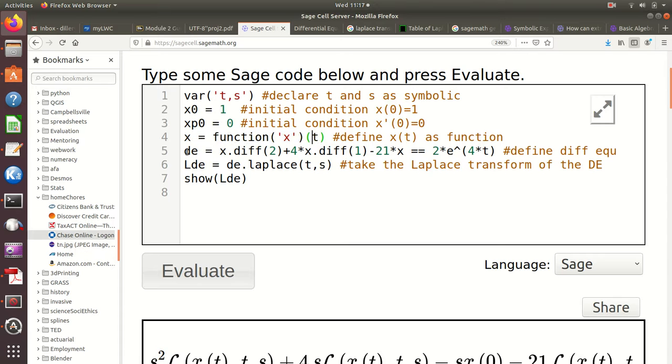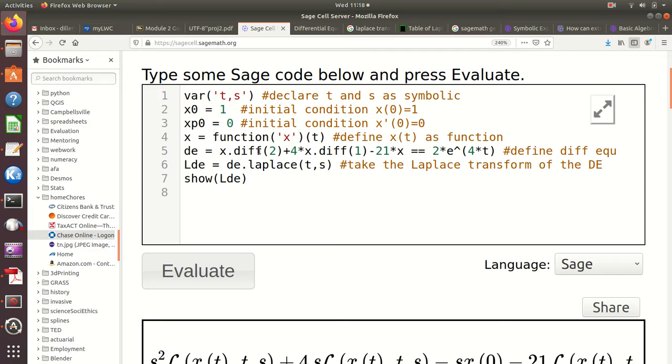And then here I have a differential equation, and remember it was x double prime, so here's x, take its derivative twice, plus 4 times the first derivative minus 21 times x, and then equals, notice the double equals for an equation. This single equals is assignment. This is for an equation. And then we had 2e to the 4t, and so I can write it that way. Remember in Sage you have to explicitly do your multiplication with the asterisk.